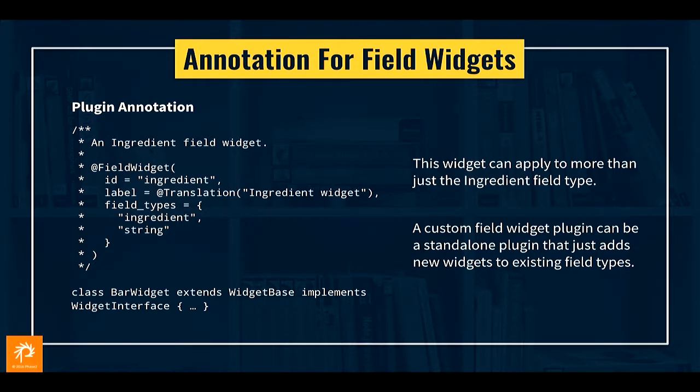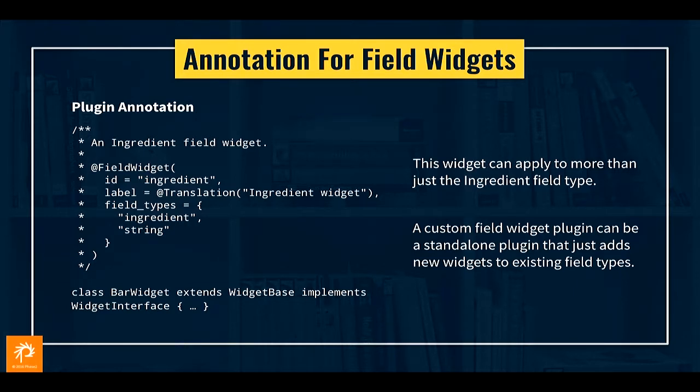So depending on what values you're able to capture in your field widget, you can apply your field widget to, say, a text field type. So this widget here can be used for more than just the ingredient. It can apply to any other existing field type that happens to capture the same sort of data. This is why sometimes you can have 3 or 4 field widget options for the same field type.